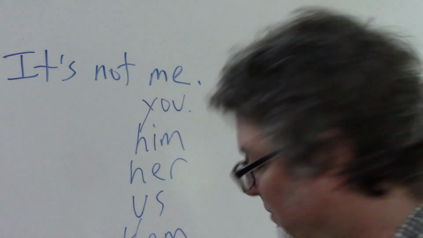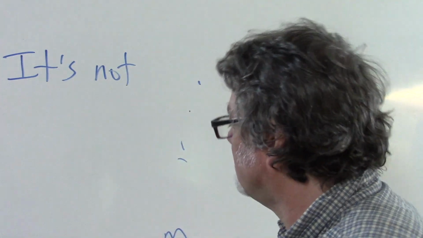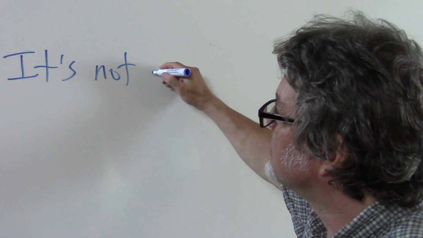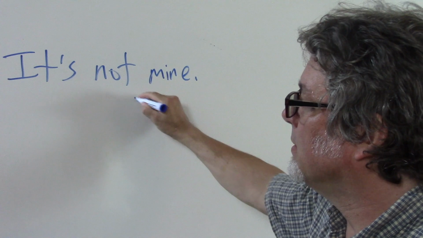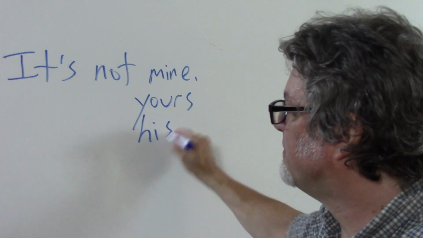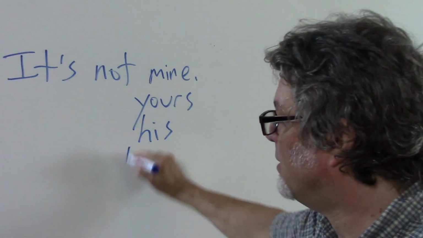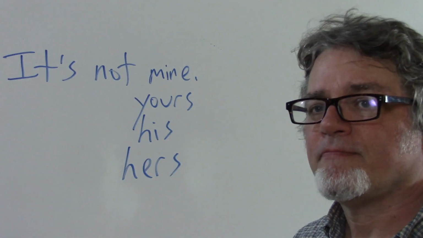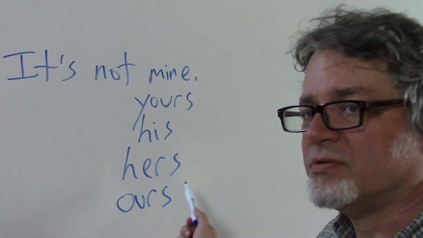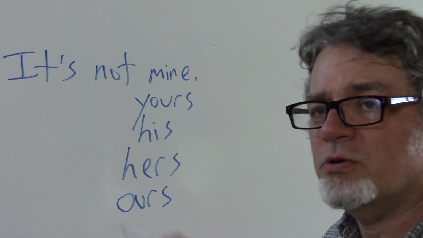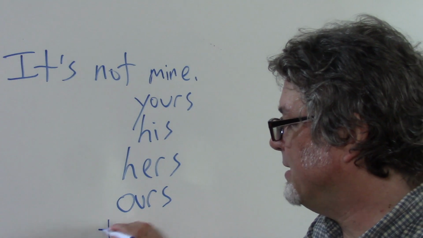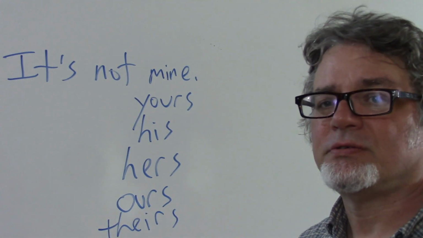If you use the possessive pronoun, which is also possible when talking about possession, it's not mine. It's not yours. It's not his for a man. It's not hers for a woman. It's not ours. This is for two people, you and I. It's not ours. And when talking about other people, then you'd say it's not theirs.